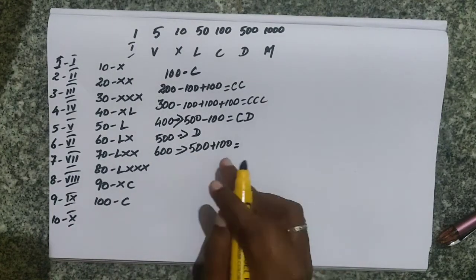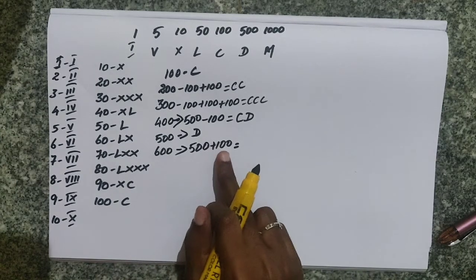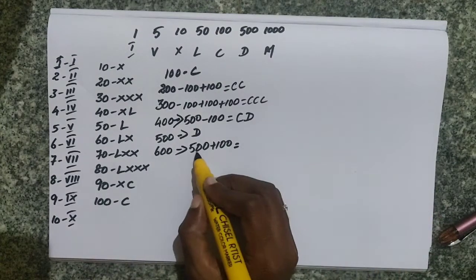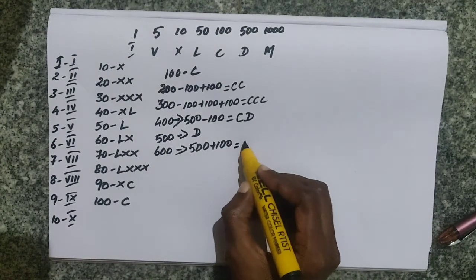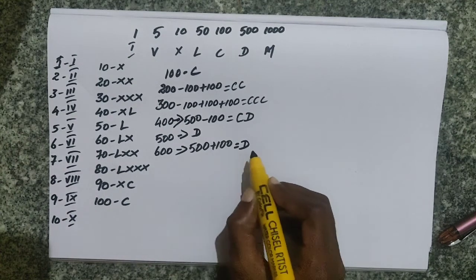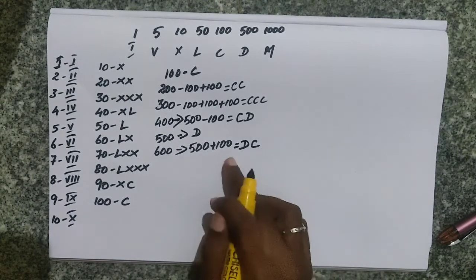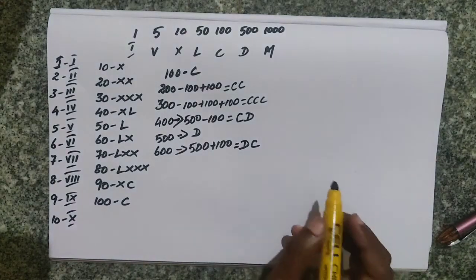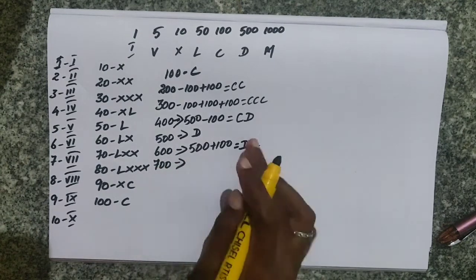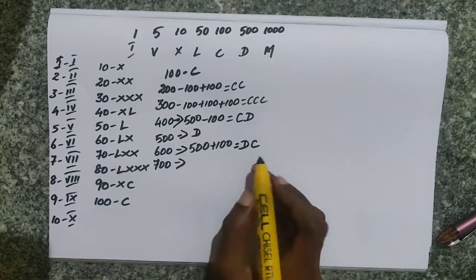So according to the rule of addition in Roman numerals, in addition the smaller numeral will come on the right side. Here the bigger numeral is 500, that is D, and the smaller numeral is 100, that is C, and it is addition, so it will come on the right side. So 600 is DC. Now 700. Remember, subtraction is on the left side, addition is on the right side.